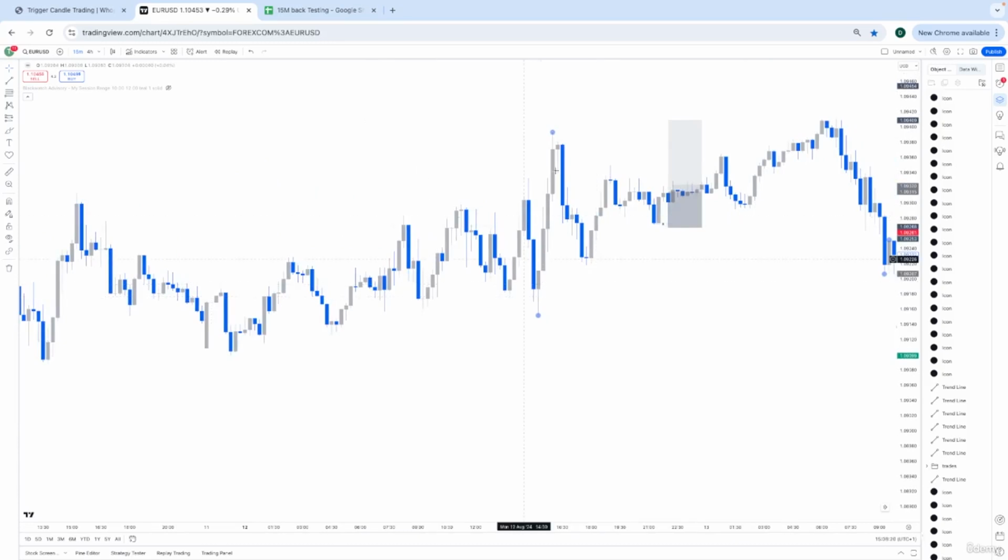Another one here. So high, high. So we're sort of within this big range here. We get this wick to the downside that sweeps this liquidity under here. So that's candle 1. And then candle 2 trades above it straight away without taking the low. So that would have been an entry there, stop loss below.